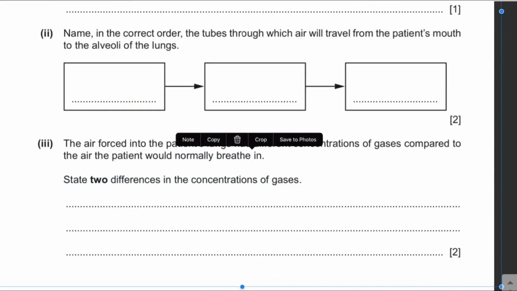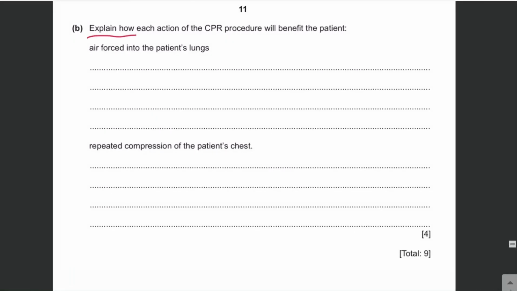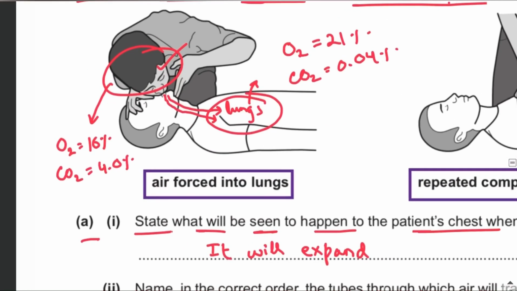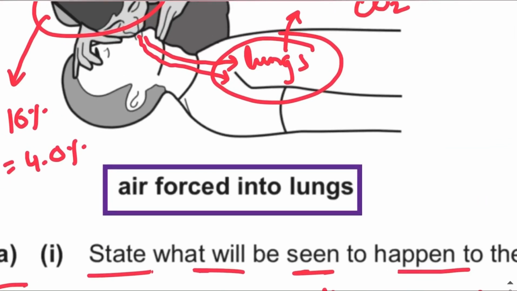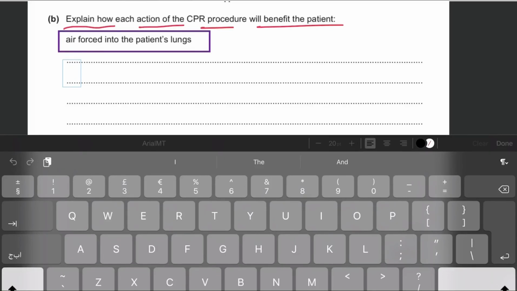All right. Explain how each action of the CPR or cardiopulmonary resuscitation procedure will benefit the patient. Air forced into the patient's lungs. So, as I told you, that air is forced into the patient's lungs so that gas exchange can continue, right? So, the forcing of air into the patient's lungs, why does it benefit the patient? Because the gas exchange will continue. So, simply we will write that the air is forced into the patient's lungs, and this has a benefit such as the delivery of oxygen to the alveoli.